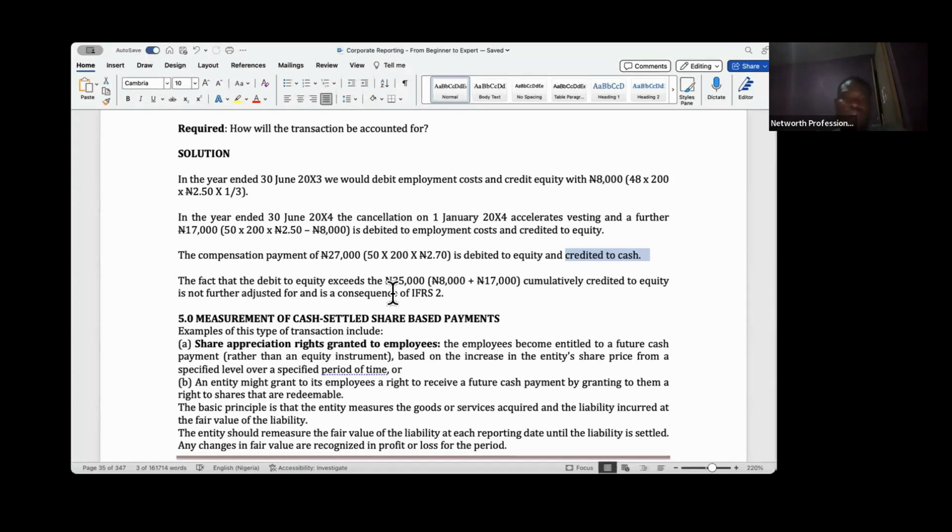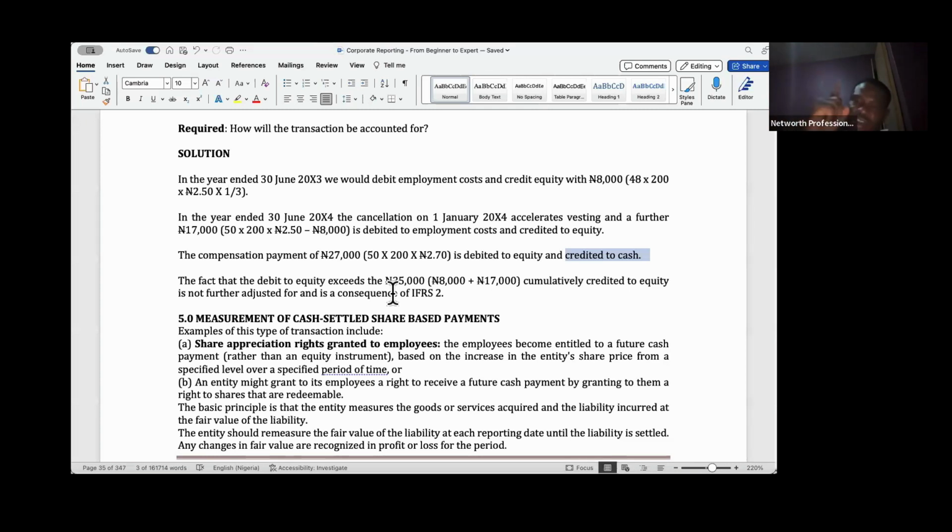I intentionally took a lot of time explaining this equity settled because I know that it's exactly the same thing with the cash settled. If you understand equity settled, cash settled is just the same thing. It's really nothing new. However, there are two differences. Please pay attention to this. For cash settled, there are two things we need to take into consideration that make it different from equity settled in terms of measurement.